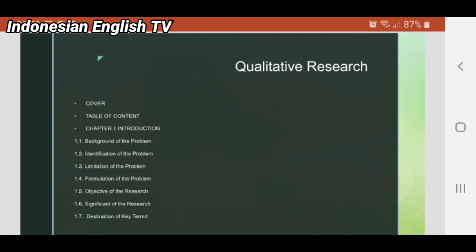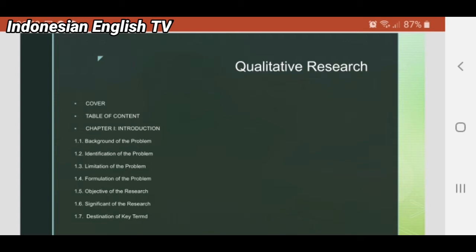And then number 5, you have the objective of the research. You write what is the main objective of your research here clearly. And then number 6, you have the significance of the research. So you need to write what is actually the most important thing that you want to offer to the educational world by conducting your research here. You write the significance of the research.